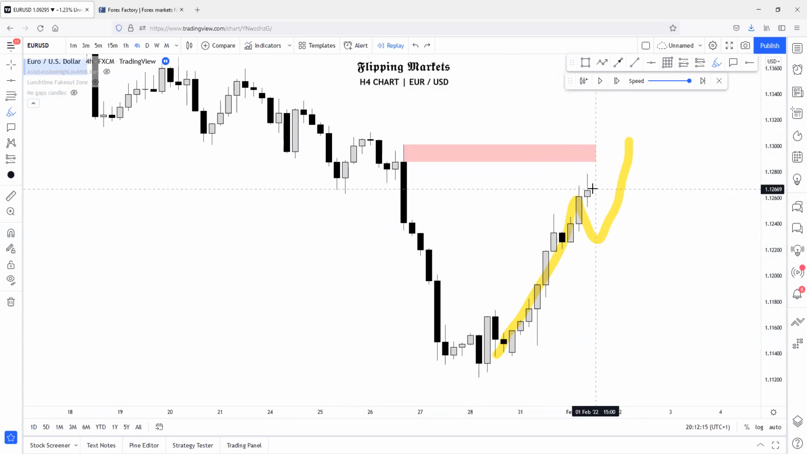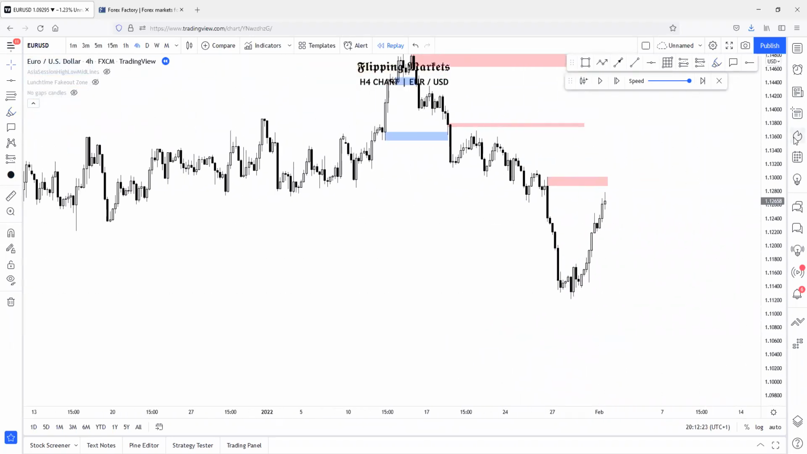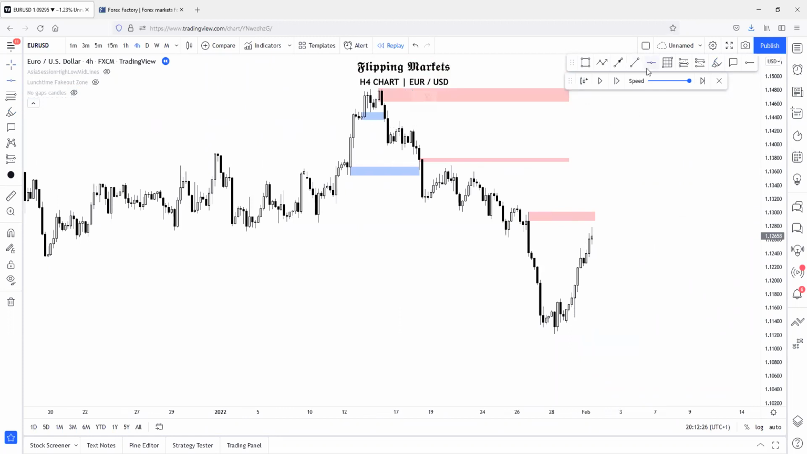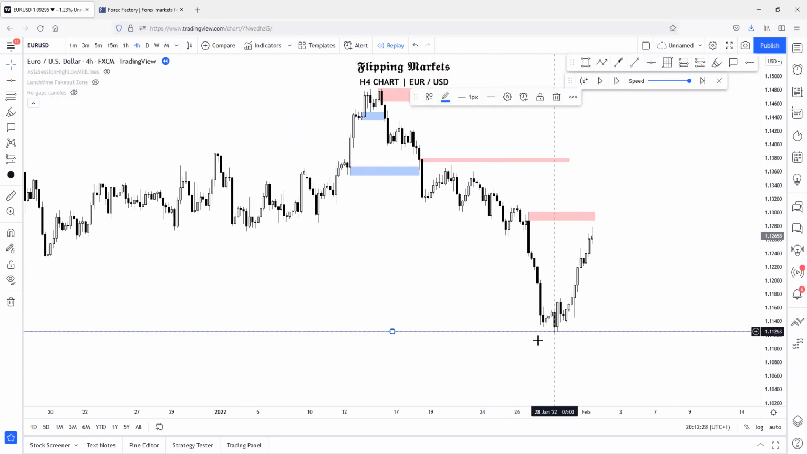So what can we expect from the higher time frame? What can we expect from the higher time frame 4-hour chart? And what could be your expectations on the long term? Let me just talk through this. Let's check if there was actually a demand reaction.